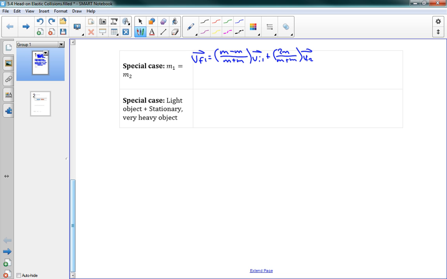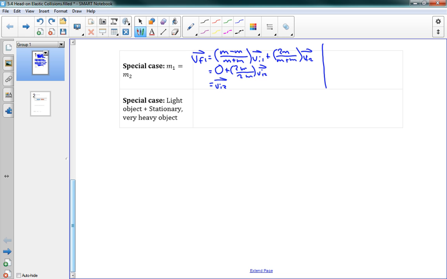Okay, and this gives us, well, you can see we get 0 for this whole first term, m minus m, plus 2m over 2m times VI2. So, hey, this is pretty interesting. It means VF1 is equal to VI2. If two objects collide in a head-on elastic collision, and they have the same mass, then the final of the first object becomes the initial of the second. It's like they just trade.